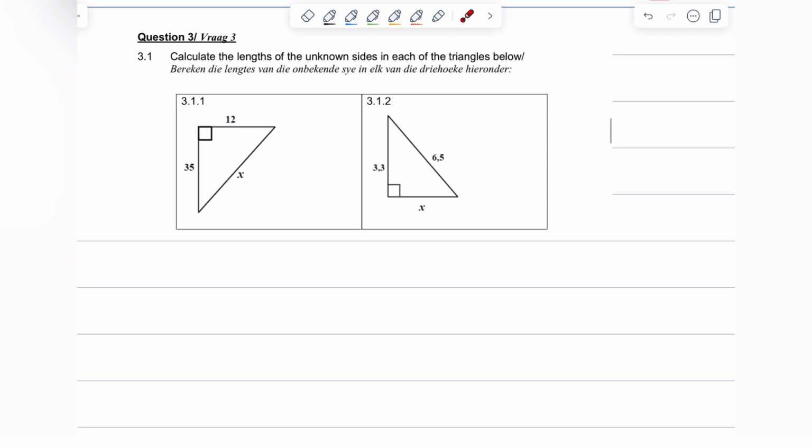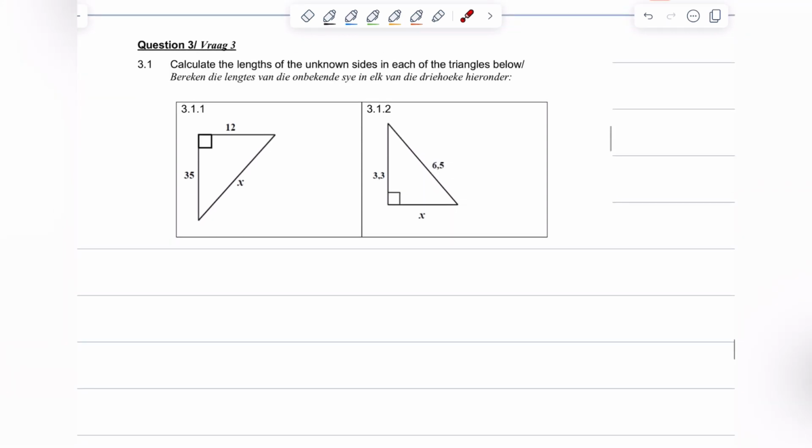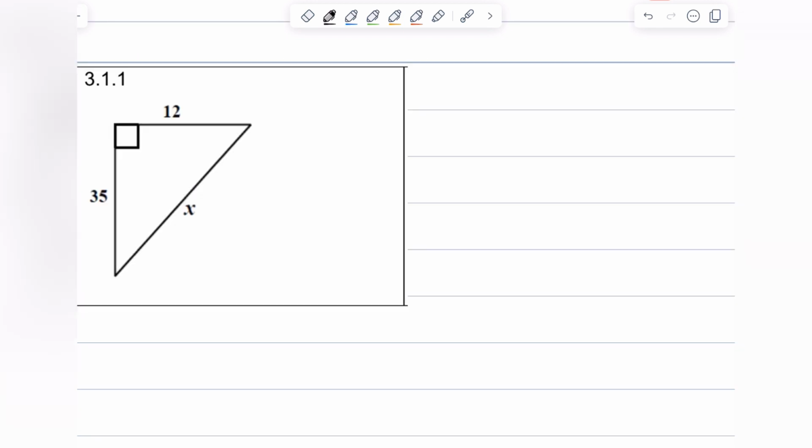So they probably won't tell you in the exam or in a test to make use of Pythagoras in order to solve the following problem. So they won't specifically state the words Pythagoras. In other words, they won't guide you to use Pythagoras to calculate the following sides, but you know that when you are faced with right-angled triangles, you are able to make use of Pythagoras to calculate the lengths of unknown sides. So we will get straight into 3.1.1.